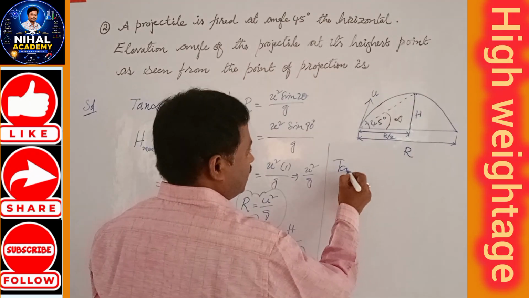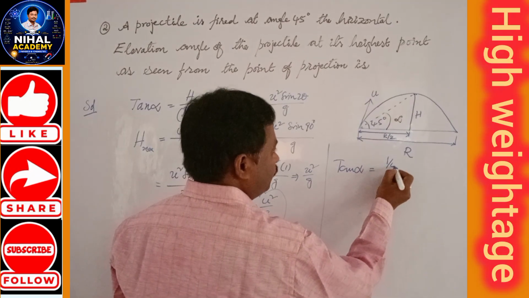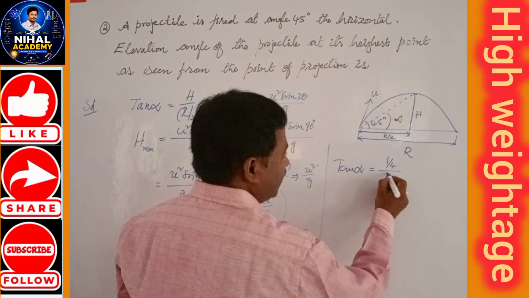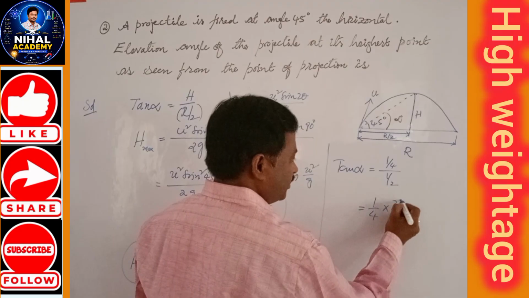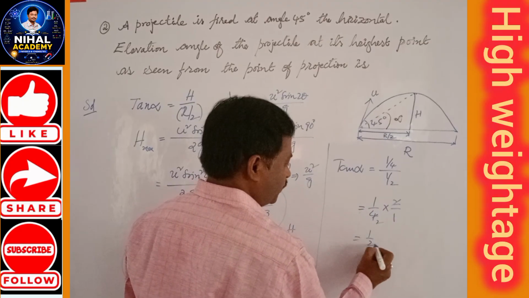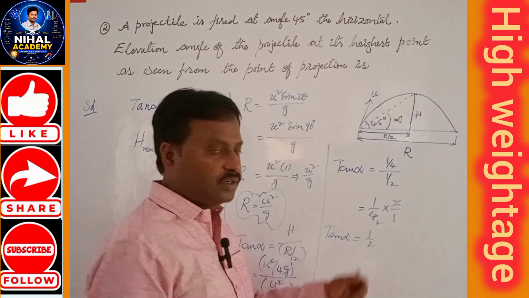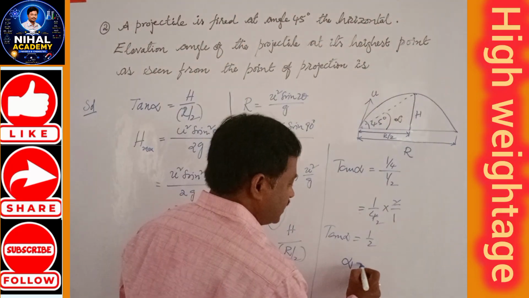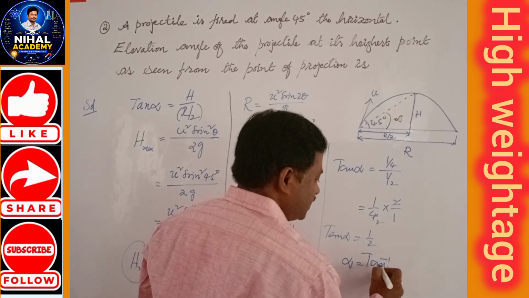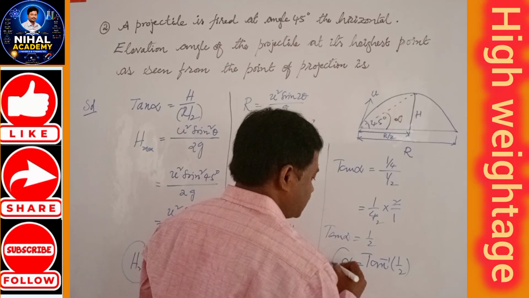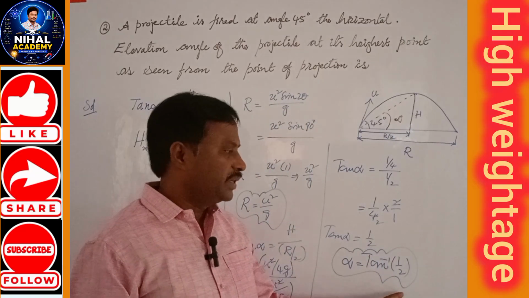Now tan alpha is equal to 1 by 4 divided by 1 by 2. We will write it as 1 by 4 into 2 by 1. So 2 and 2 cancel, 1 by 2. So tan alpha is equal to 1 by 2. So from this we can write alpha is equal to tan inverse 1 by 2. So this is the alpha value.